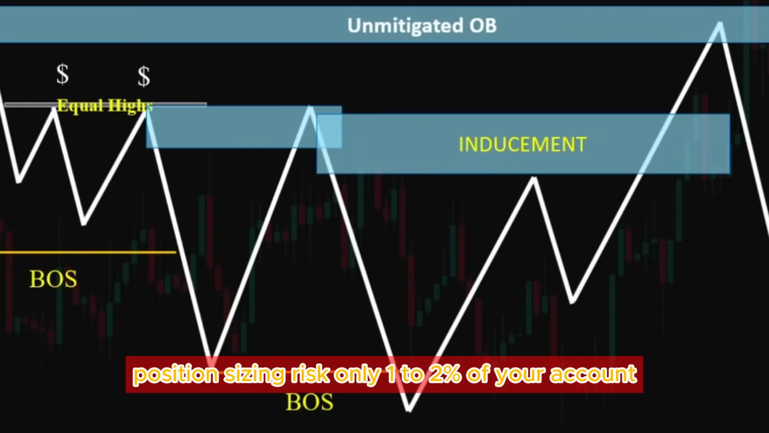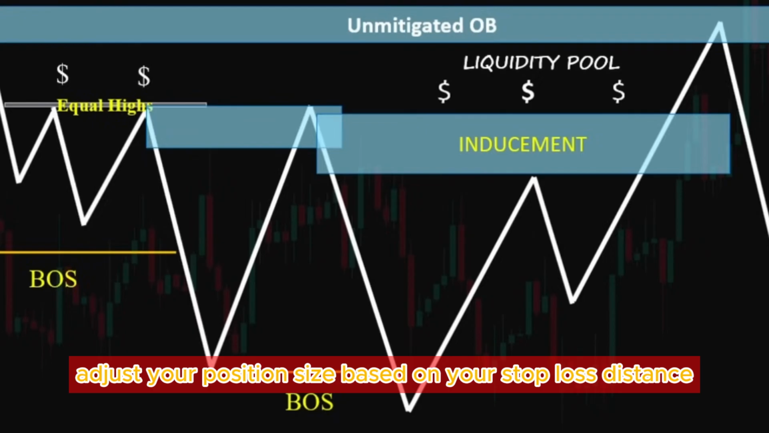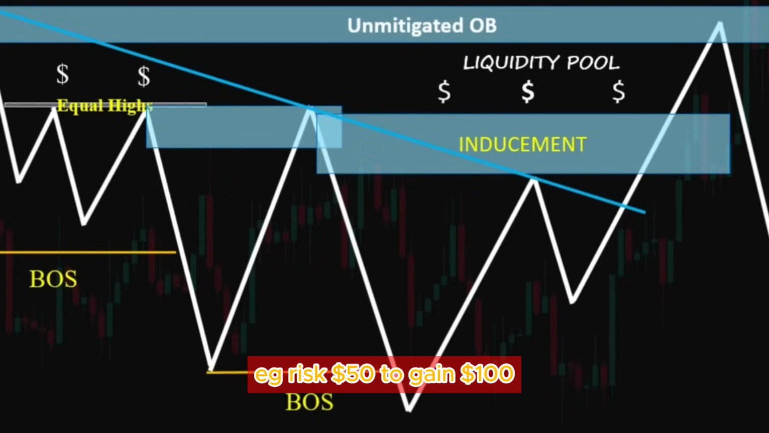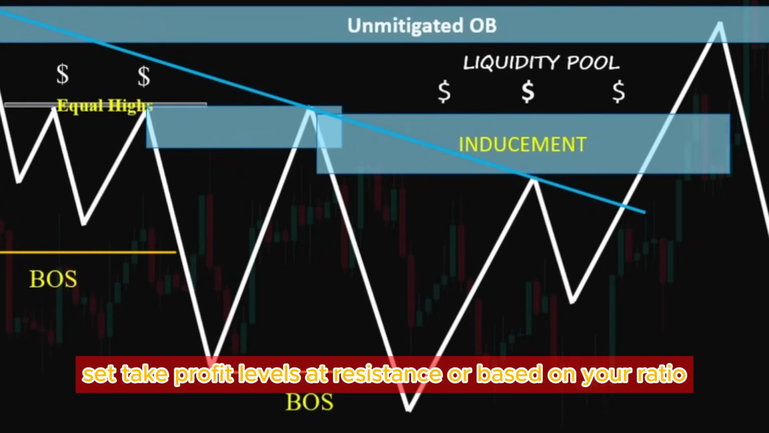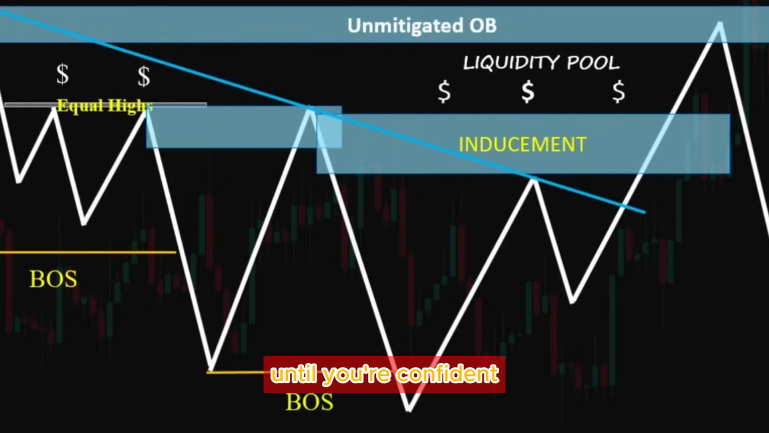Position sizing: risk only 1 to 2% of your account per trade. With $10,000, a 1% risk is $100; adjust your position size based on your stop-loss distance. Risk-reward ratio: aim for at least 1 to 2, e.g., risk $50 to gain $100. Set take-profit levels at resistance or based on your ratio. Leverage: Forex offers high leverage, but overuse can amplify losses. Start with low leverage, e.g., 10:1, until you're confident.